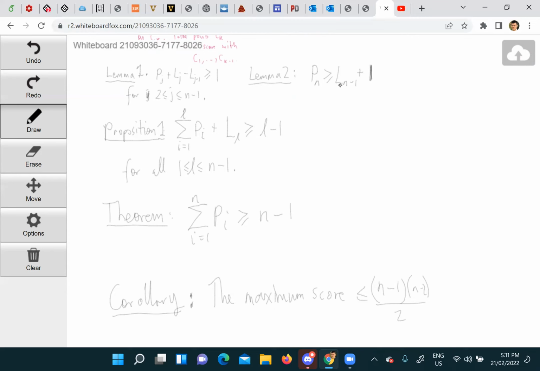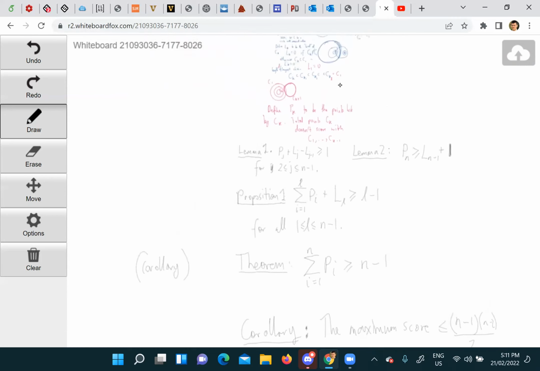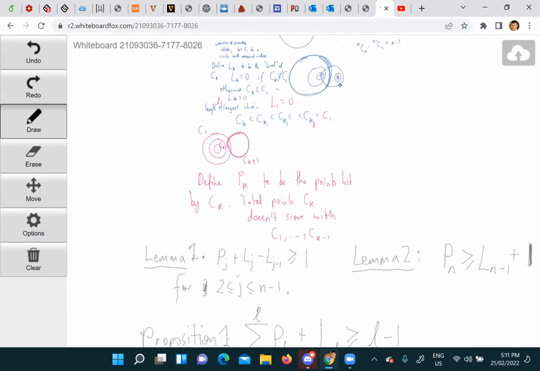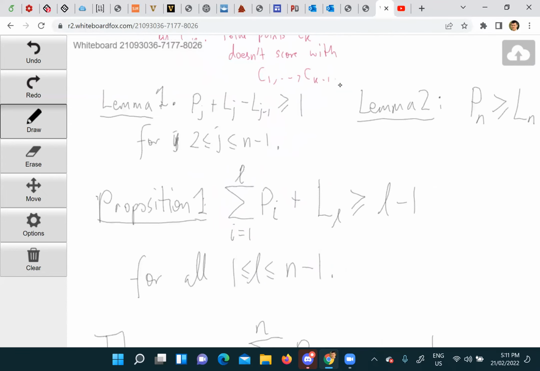Definition of points lost. Yeah, so the definition, good. Points lost is the amount of circles that don't score points with it, right? So the points lost for J, you look at the Jth circle and you pair it with all the indices less than J, and however many don't score is how many points are lost.